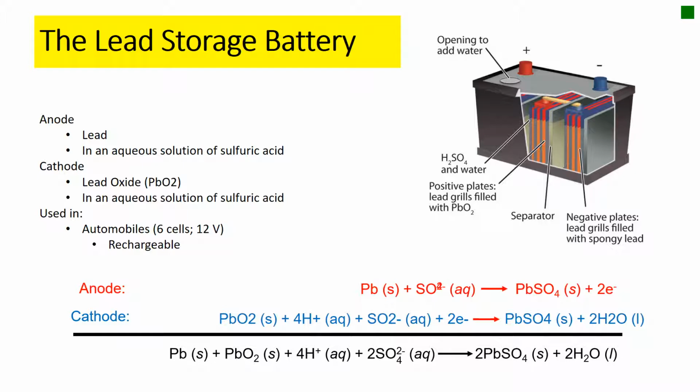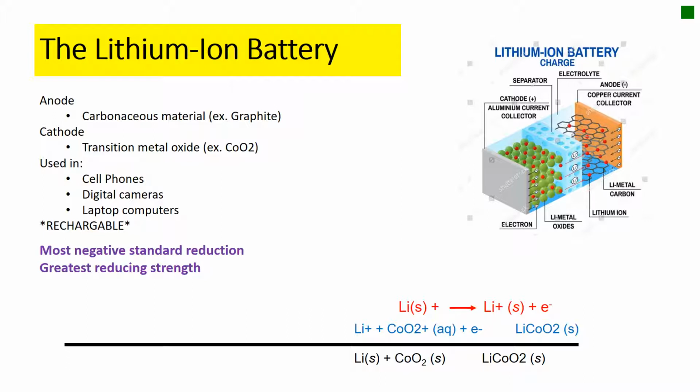they are rechargeable. Your lithium ion battery has an anode of carbonaceous materials such as graphite. Your cathode is the transition metal oxide. It is used in cell phones, digital cameras, and laptop computers, meaning that they are rechargeable. It is the most negative standard reduction and has the greatest reducing strength. We have your anode with the lithium and your cathode, and this would be your overall reaction right here at the bottom.